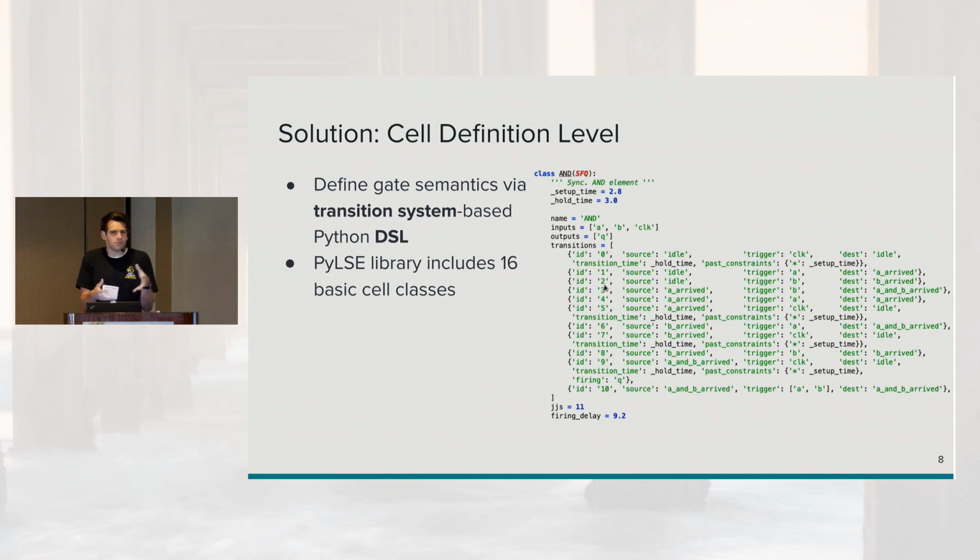We give you 16 basic cell classes that we've deemed very useful. For instance, again, it's our synchronous AND gate, but there's other things like inverse C elements and things. But it's extensible, so if you feel like you have a better cell or a different one that you want to model, you're very welcome to do that.